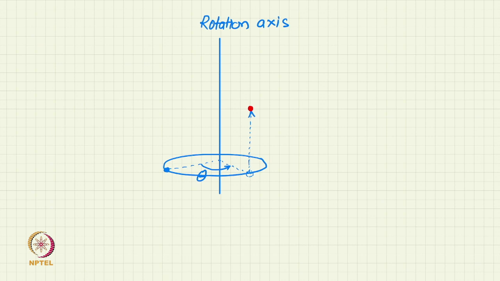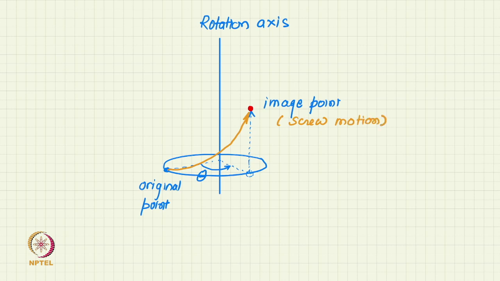So, this is the original point and this is the image point. So, the imaging process can be thought of as a screw motion, because it is rotation as well as translation. So, it is a result of screw motion.